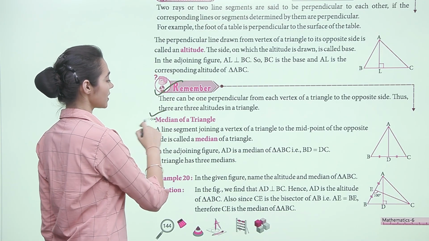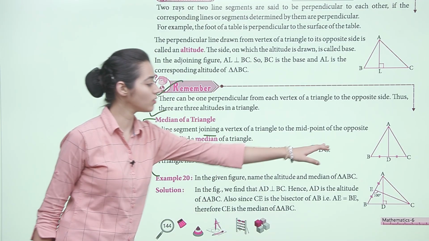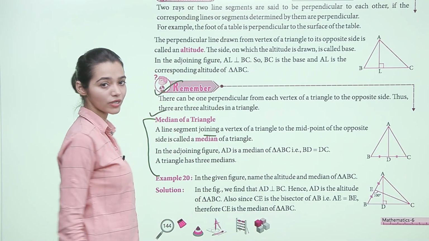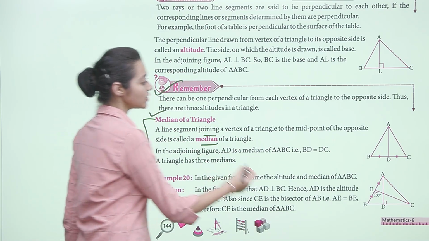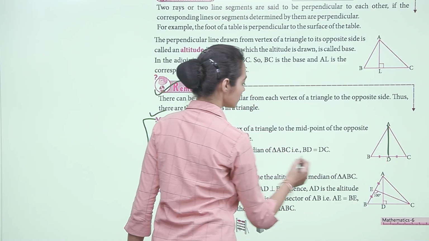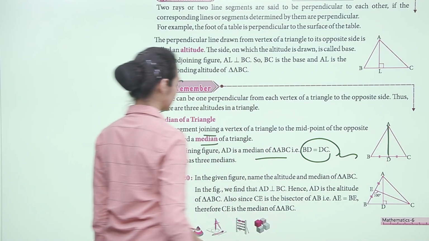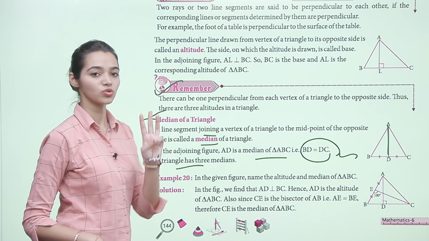Next is the median of a triangle. A line segment which joins a vertex of a triangle to the midpoint of the opposite side is called the median. In this figure, AD is the median and BD is equal to DC. So a triangle has three medians.